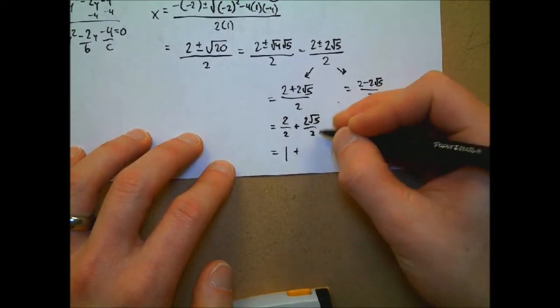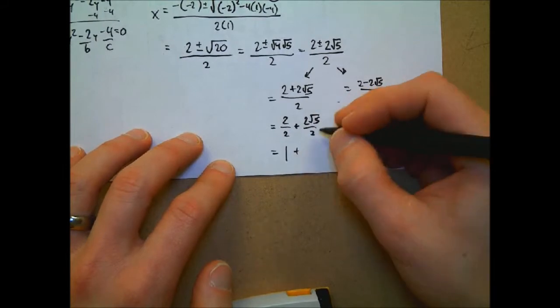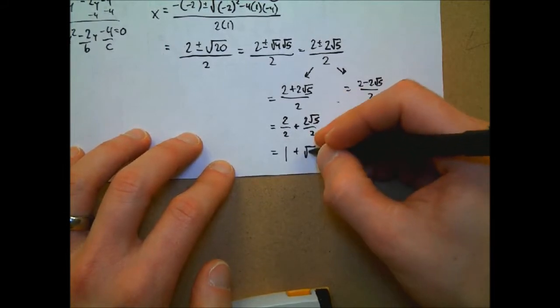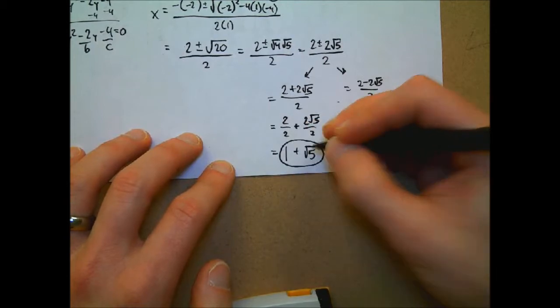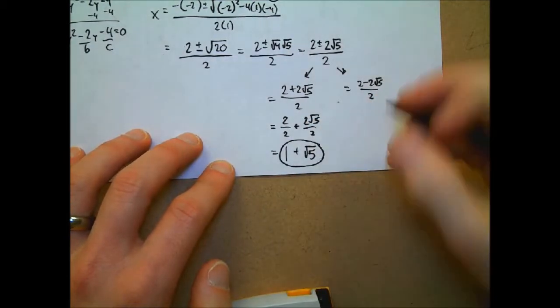Okay, what was 2 divided by 2 again? 1. And then minus, and there's another 2 divided by 2, so it's another 1, or you can just leave it as the square root of 5. So it's 1 plus the square root of 5, 1 minus the square root of 5.